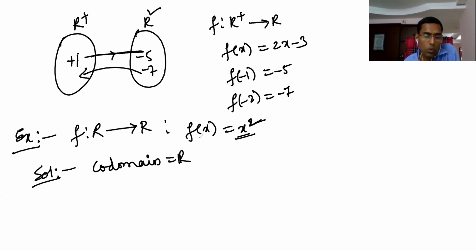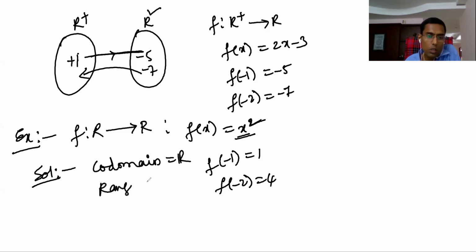The image of 1 is 1 square, the image of 2 is 2 square, the image of 3 is 3 square, the image of 4 is 4 square, the image of minus 1 is 1, the image of minus 2 is 4. That means all the images are positive. So the range is the set of images, and images are only R plus, positive. So therefore, codomain is not equal to range.